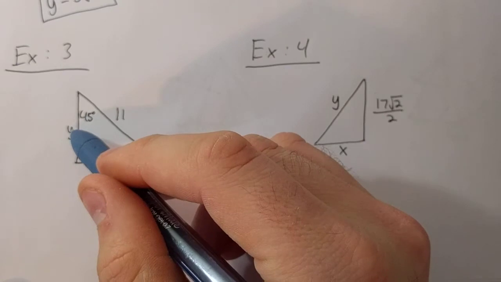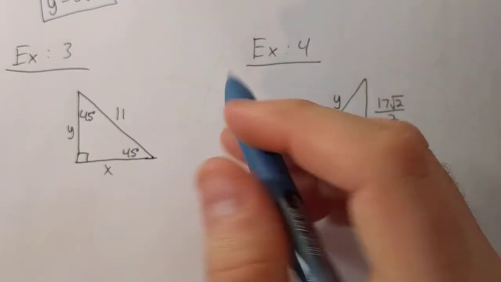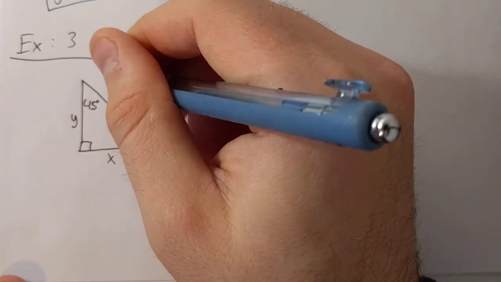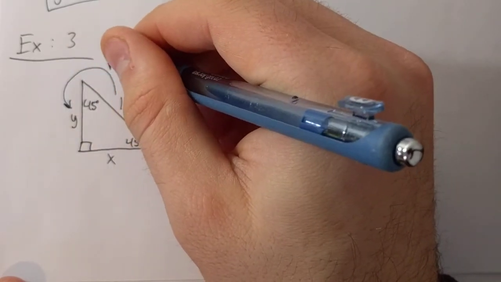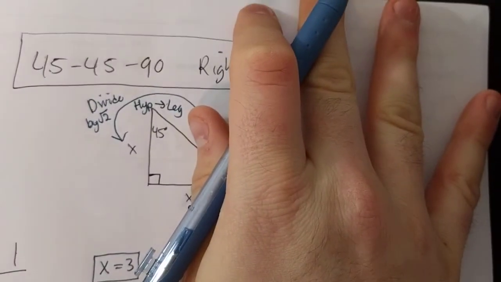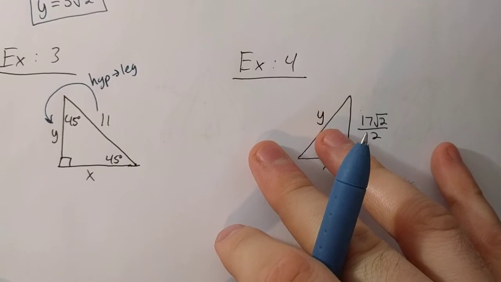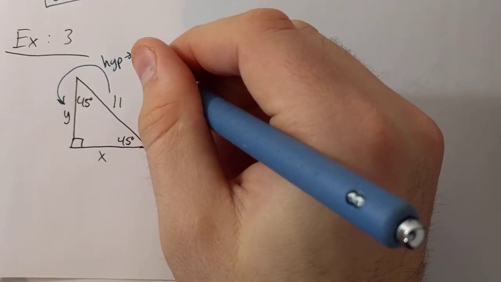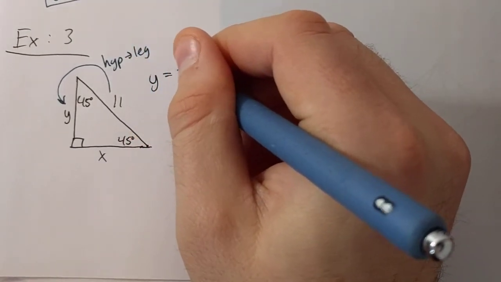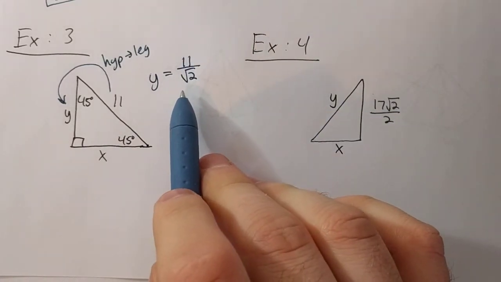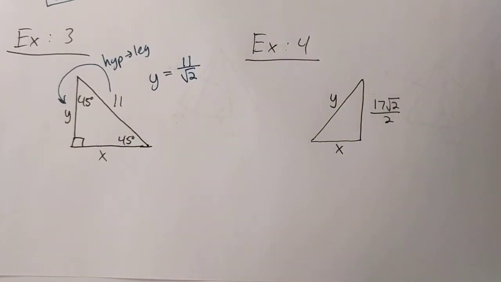They're asking for the two legs. So again, once you find one, you have the other. If I'm going from hypotenuse to leg, go back to my diagram, revisit it. Hypotenuse to leg, it says to divide by square root 2. And you'll notice when I take 11 and divide by square root 2, I now have a radical in my denominator. And for numbers, we like to present them with radicals only in the numerator and not in the denominator. We call this rationalization of denominators.